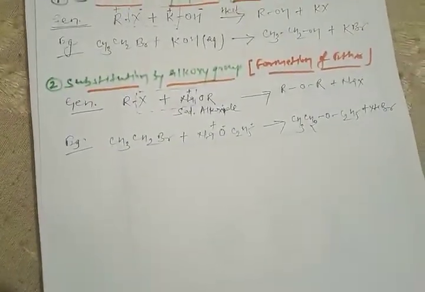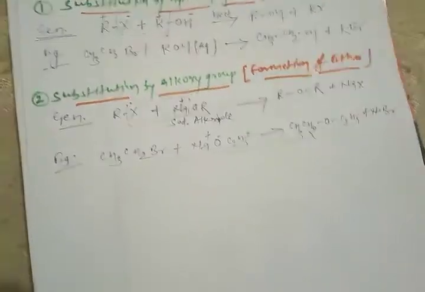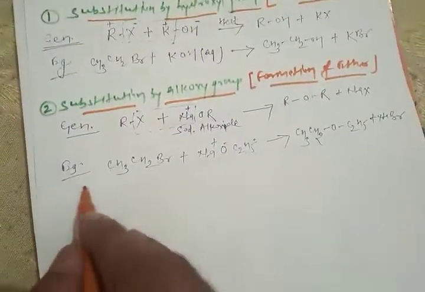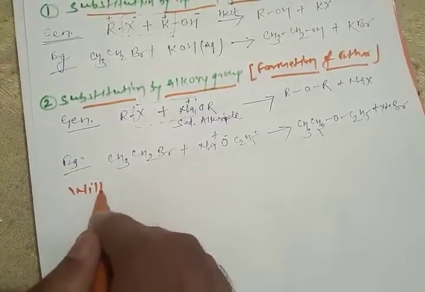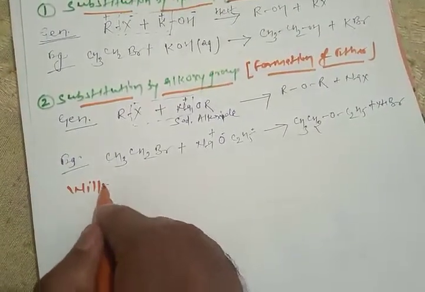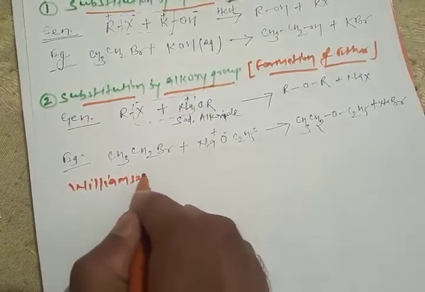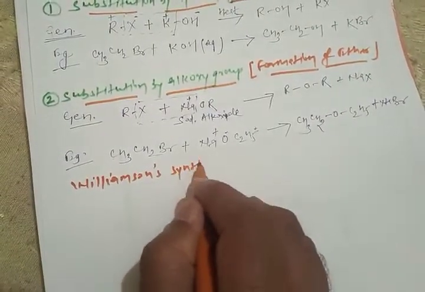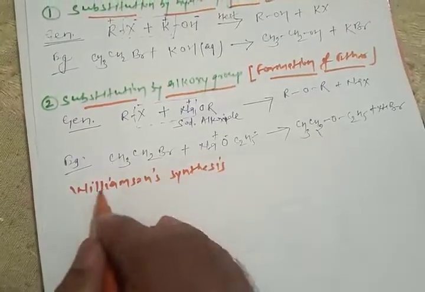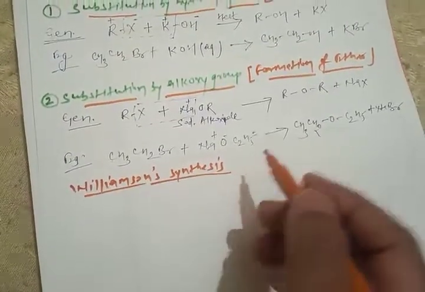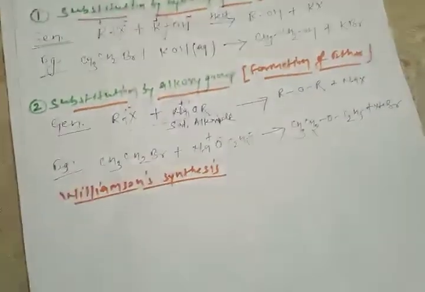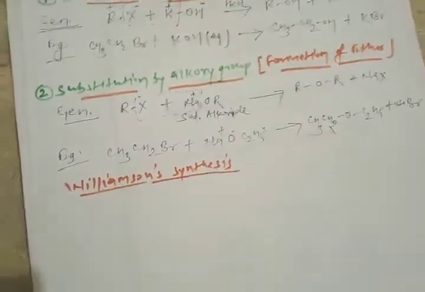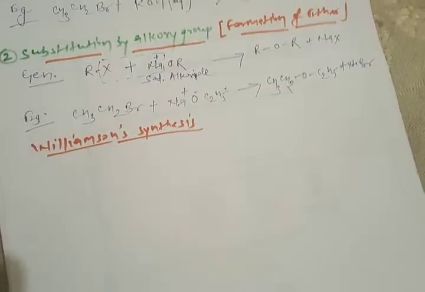So the name of this reaction is Williamson synthesis. The name of this reaction is what? Williamson synthesis. So this is a name reaction. Okay, so this is very important. Okay, moving ahead, let's discuss some more examples of such kind of reaction.